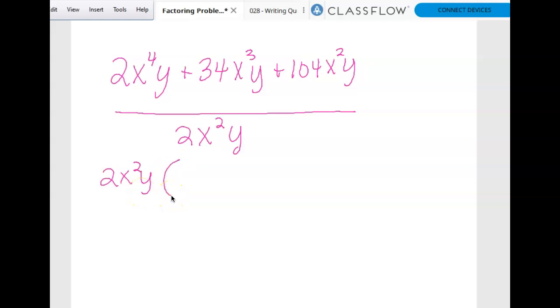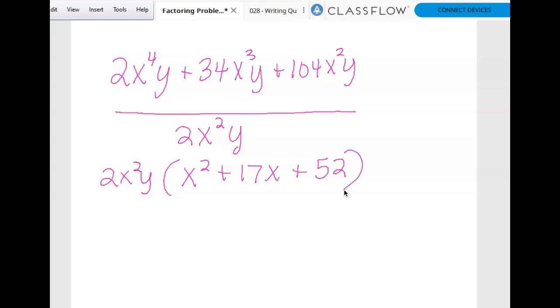So 2 divided by 2 is 1. X to the 4th, x squared gives me x squared, and my y's cancel. 34 divided by 2 is 17. I get 1x and my y's cancel. 104 divided by 2 gives me 52. And the x squared and the y's cancel. So now I have 3 terms.